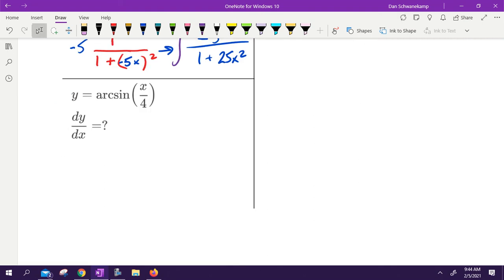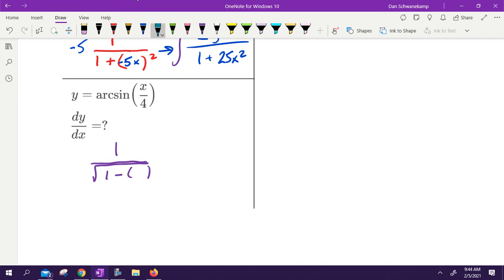Arcsine of x over 4. All right, remember arcsine and arctangent are similar. The derivative of arcsine is 1 over something. What's the difference between arctangent and arcsine? Square root of 1 minus. Those are the two differences. It's square rooted and it's minus.